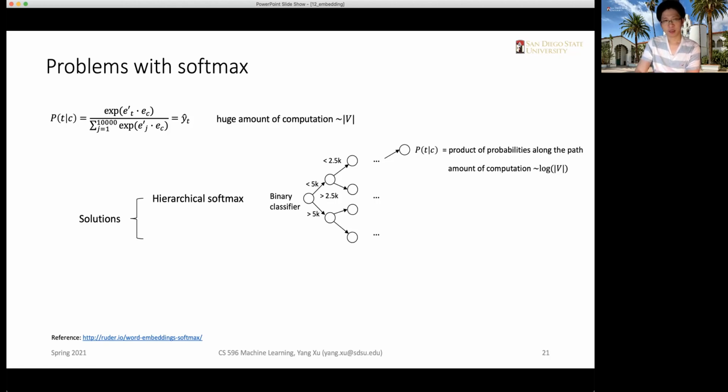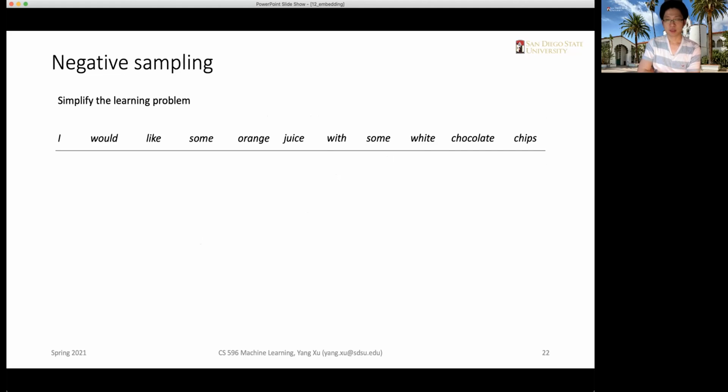Okay, and comparatively, negative sampling is more often used than hierarchical softmax. So negative sampling is something that we will talk about more today. It's a way to replace the softmax output layer. It basically redefines the task. We will simplify the learning problem a little bit.